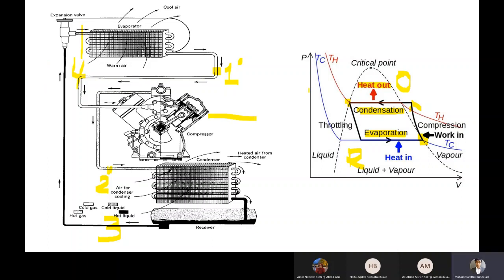So you see, this is where we need work. See, work in here. We need to provide electricity for the compressor. That's it. And then here, just the condenser. So this is where the work in. This is where the Q in.